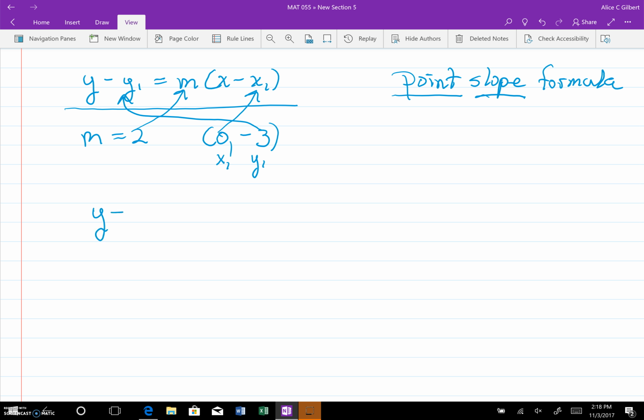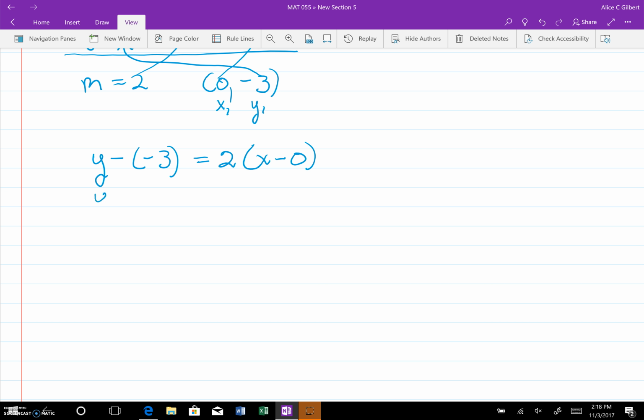y minus, now be very careful because our y is a negative 3. So this is minus a minus 3 equals 2 times x minus 0. So y, negative times a negative is a positive, equals 2x, and I don't really need the 0 because 2 times 0 is 0.